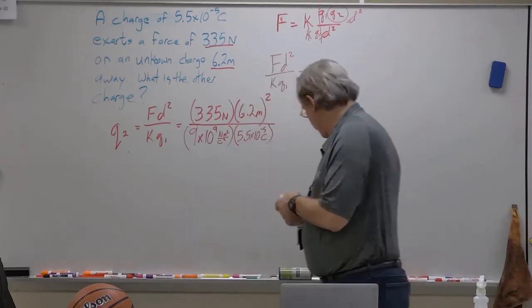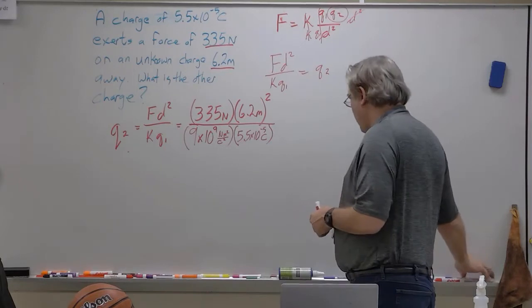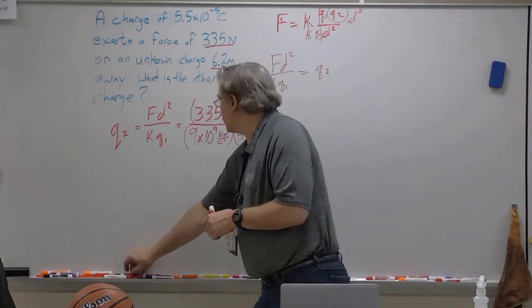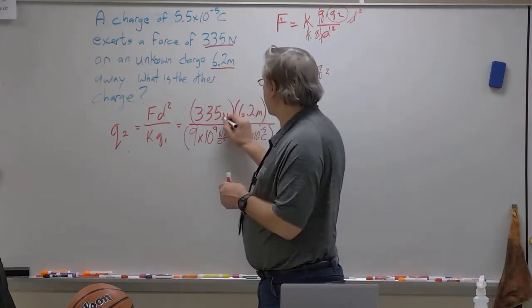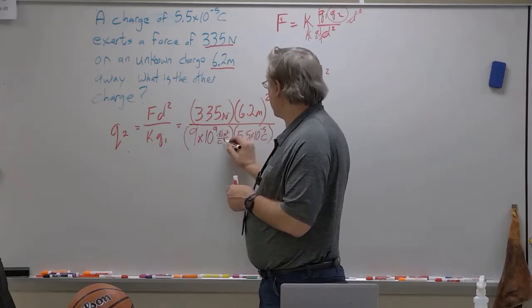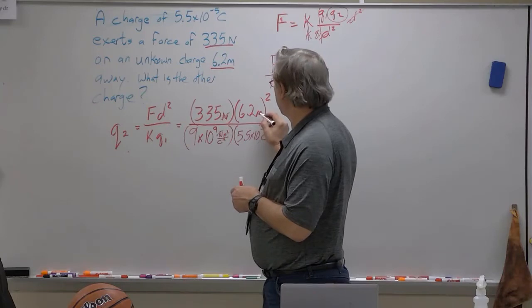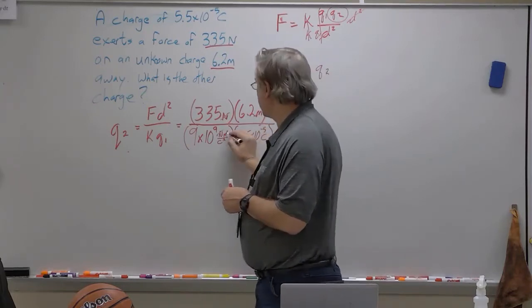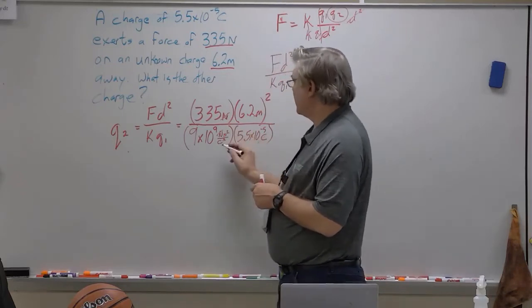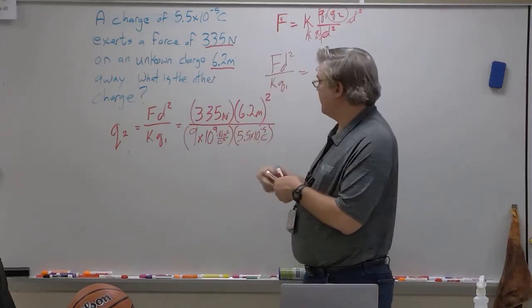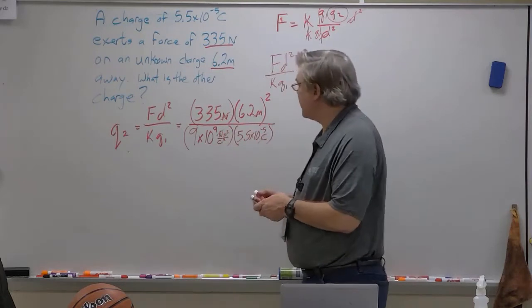And if we take a look, we can see that our units are appropriately canceling here. Our newtons cancels with our newtons. One of our coulombs cancels with one of our coulombs. And our meters up here, which is squared, is going to cancel with our meters squared. And it's going to leave us with coulombs on the top since it's being divided here.